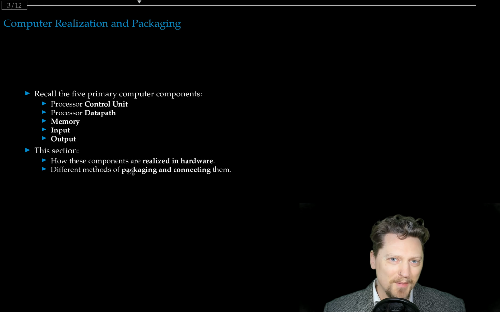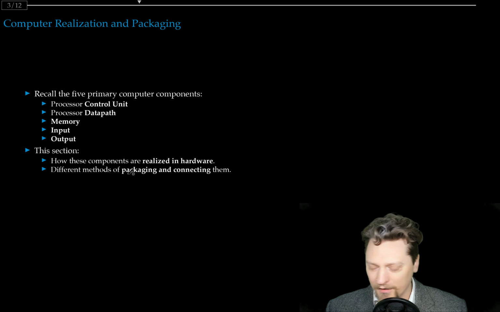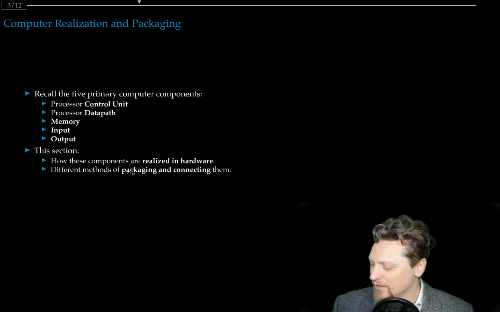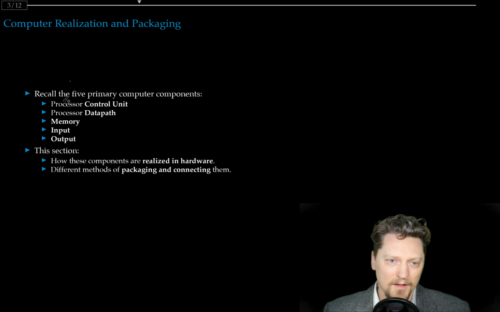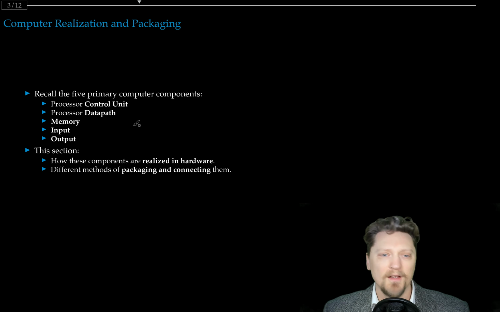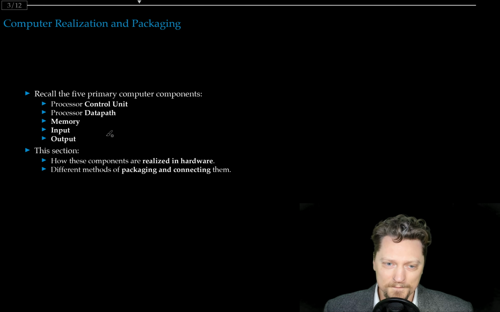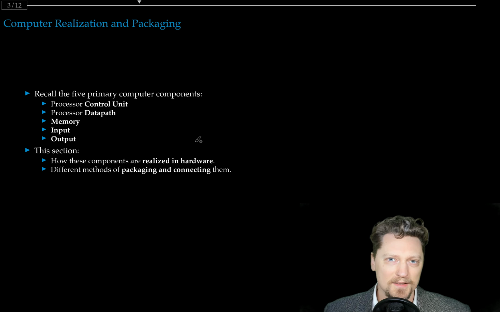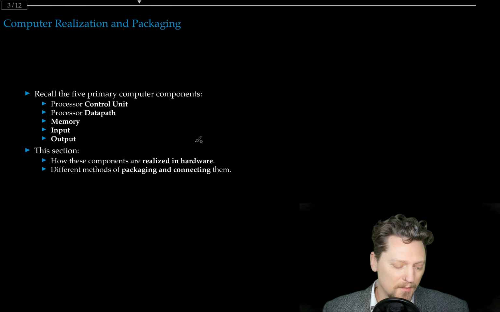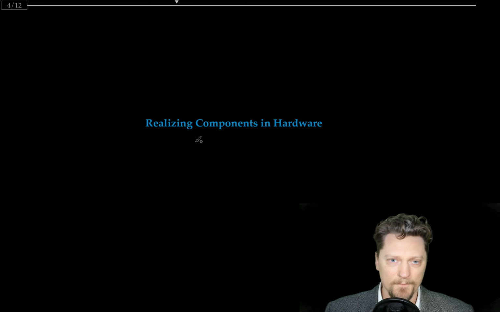Computer realization and packaging. Recall the 5 primary components of a computer: the processor control unit, the processor data path, the memory, the input, and the output. In this section, we're going to see how these components are realized in hardware. Different methods of packaging and connecting them are also going to be considered.